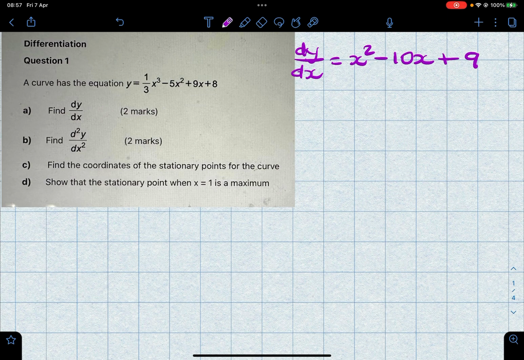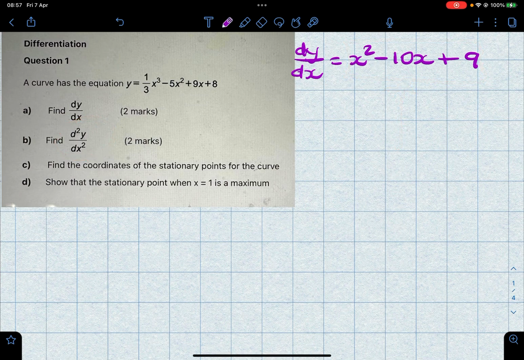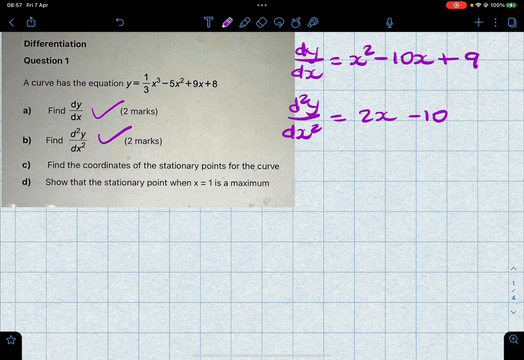Now they're asking for the second derivative. That means the derivative of dy by dx. So d squared y over dx squared is 2x minus 10. So both of these are easy enough. It then says, where are the stationary points?